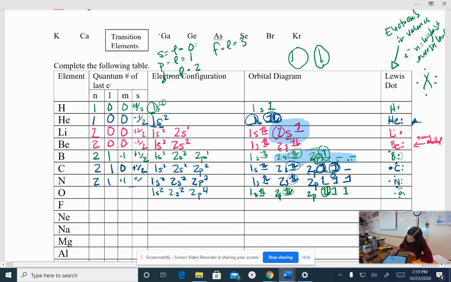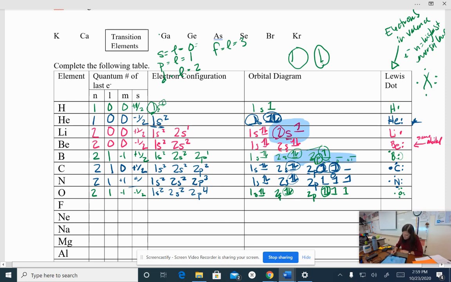My quantum number, it's still the second energy level. It's a p orbital, so it's 1. It's in the -1 position or the -1 orientation, and it was a downspin. So there are my quantum numbers there.